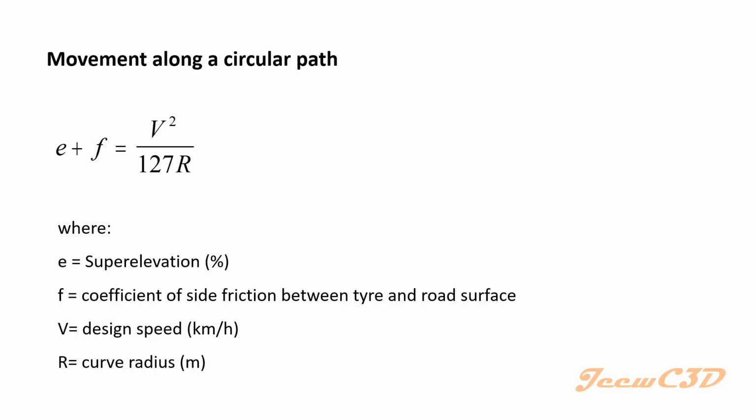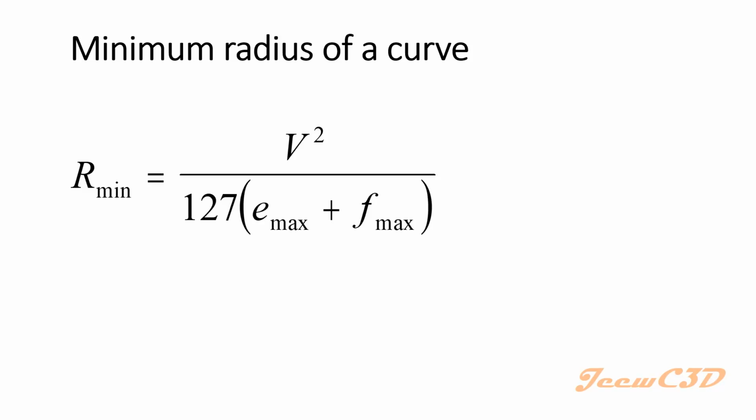If V is increasing, R should also be increased. So from this equation, E plus F equals V squared over 127R, we can get R as the subject and we can put all the things to the other side. So you have R at the left and all the things on the other side. So we can derive a minimum radius for a curve.